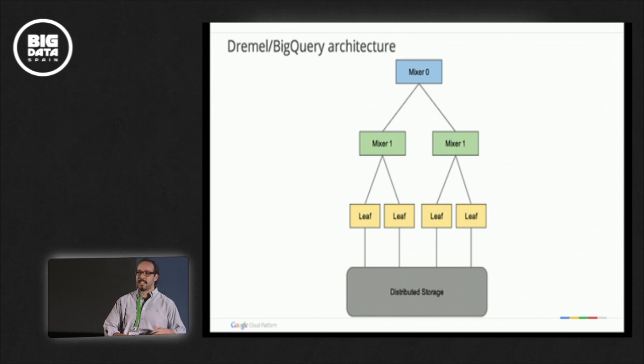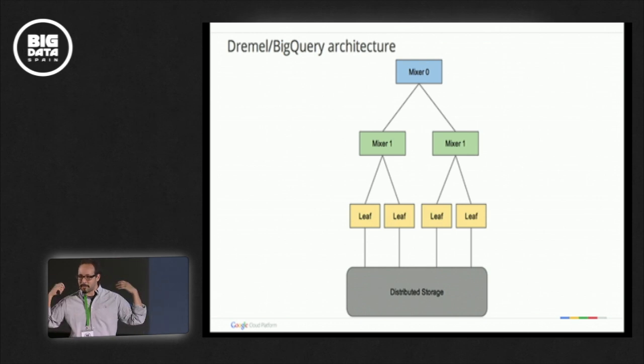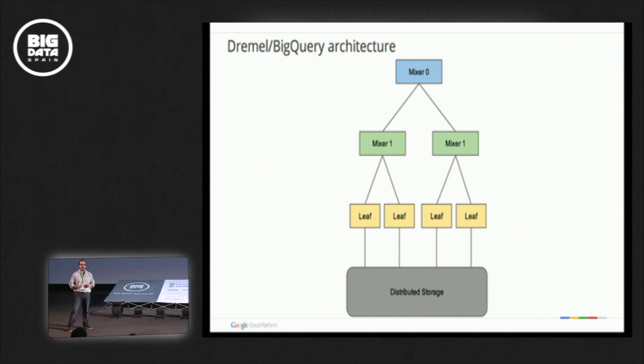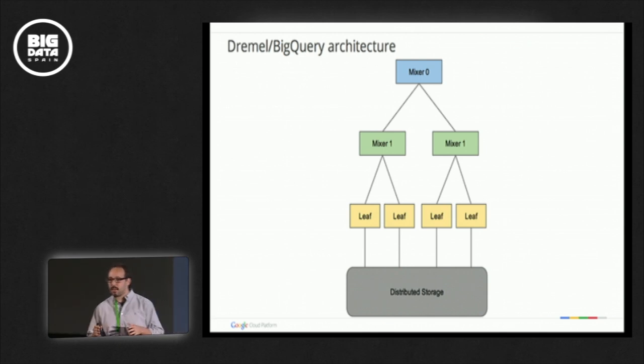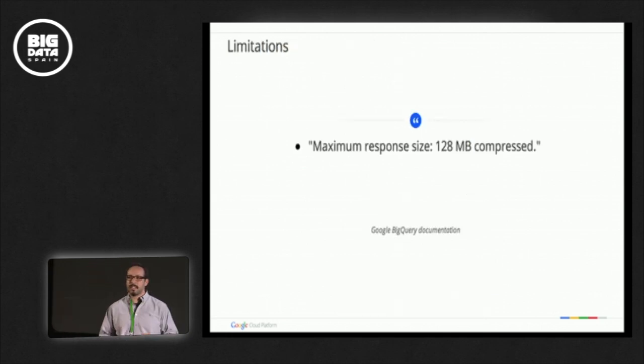As you can see here, everything starts in the distributed storage, which is very fast to read. There is a parallel architecture to read all this data in parallel very quickly. But as data gets aggregated, it all ends up in one mixer. That mixer has the job of getting all the data together, for example, if you are sorting it, to sort it. And this gave us a limitation. You can read unlimited data, but you could at most output 128 megabytes of compressed data. 128 megs of compressed data is a lot.